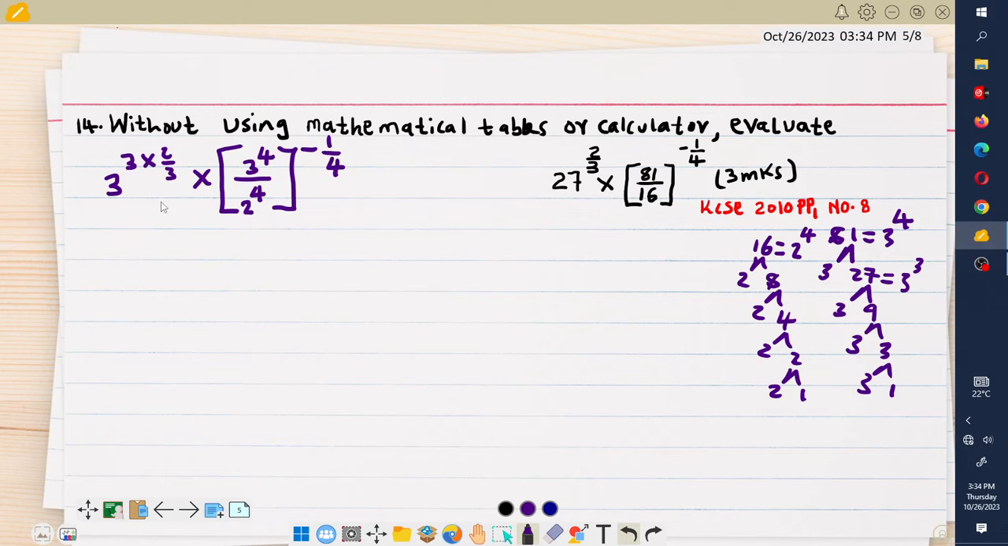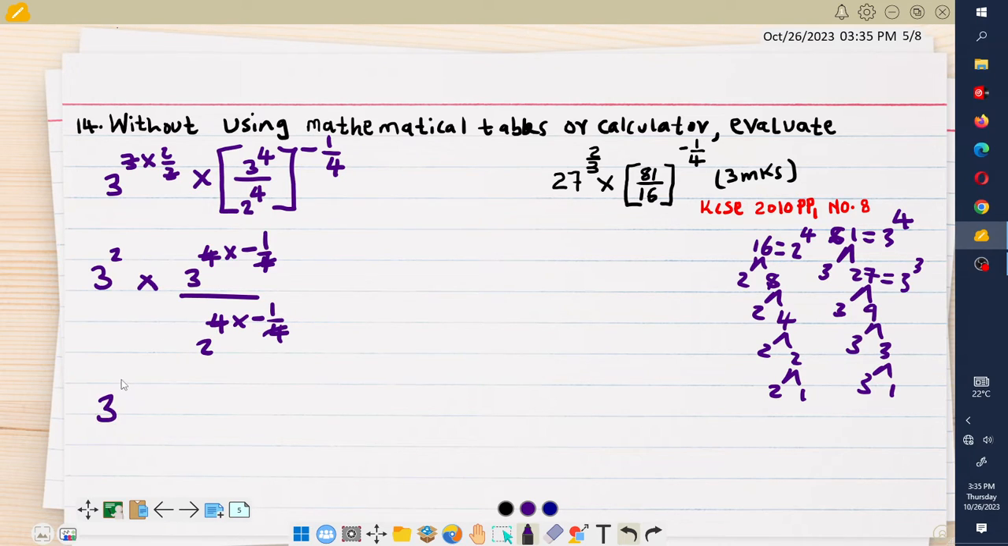So this is the same as saying, of course, 3 and 3 will cancel here. So I remain with 3 to the power of 2, then multiplied by, so this quarter is going to multiply each of these powers in the bracket. So this is the same as saying 3 to the power of 4 multiplied by -1/4, then divided by 2 to the power of 4, again multiplied by -1/4. So the -1/4 has to affect the powers within the bracket. So 4 and 4 will cancel out. 4 and 4 will also cancel out.